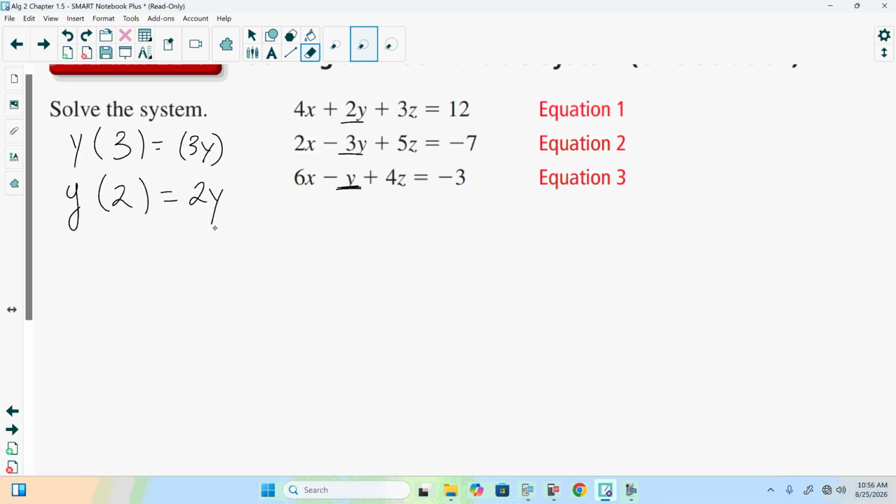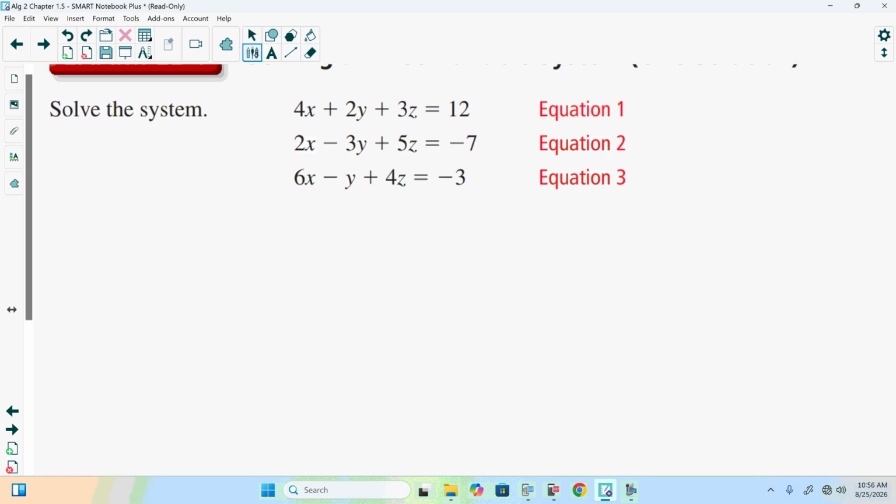Okay. Let's look at z. The smallest term with z is 3z. What can we multiply 3z by to get to 5z?